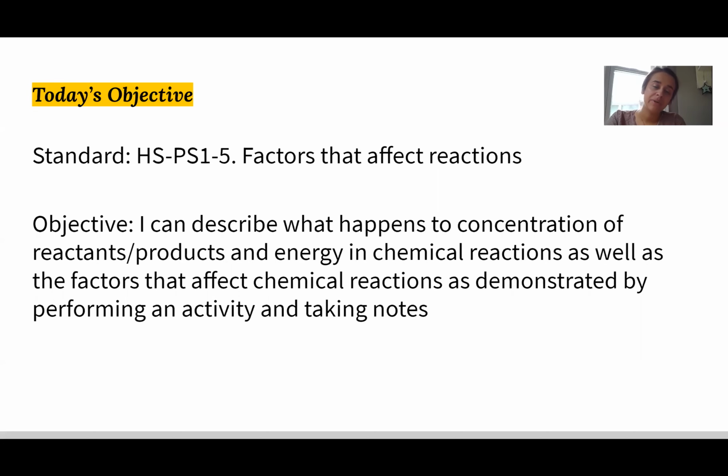So today, again, we are focusing on the same standard that we did on Monday. We talked about how temperature affects reactions. We looked at the green food dye and how it moves through the hot versus the cold water. We're going to be doing something similar today. We're going to talk about temperature and how 3 other factors affect reactions, what reactions are in general, and how they change the reaction. So our objective for the day is: I can describe what happens to concentration of reactants and products and energy in chemical reactions, as well as the factors that affect chemical reactions, as demonstrated by performing activity and taking notes.